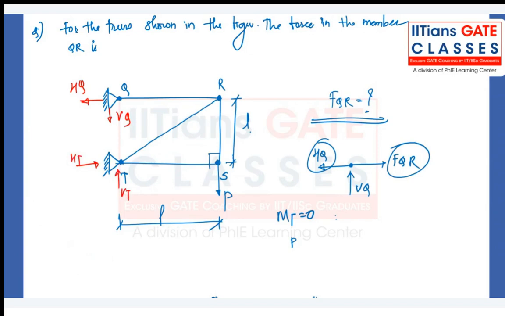So what we understand from this is, if you take moment about point T, P into L has to be equal to horizontal reaction at Q into L. Okay, this is clockwise and this is counterclockwise, so L will get cancelled. P is equal to HQ. So if HQ is equal to P, FQR also has to be equal to P, because FQR is equal to HQ, because the summation of all horizontal forces equal to 0. Are you following?